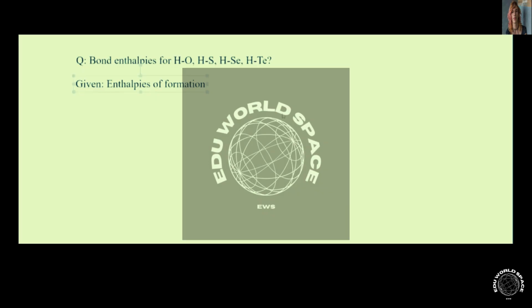For question 100 in chapter 22, we are tasked with finding a series of bond enthalpies for an H–oxygen bond, an H–sulfur bond, an H–selenium bond, and an H–tellurium bond. What we're given is a whole bunch of enthalpies of formation. It may not look like that immediately, so I'm going to review those really quick before we get into solving this problem. So let's look at the enthalpies that we're given.